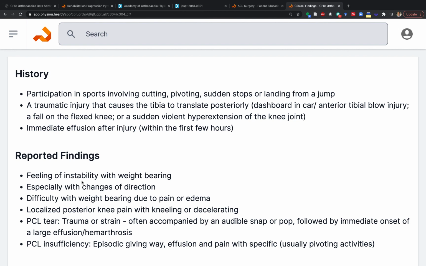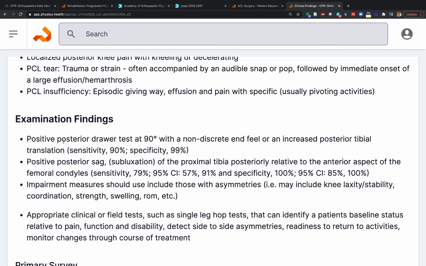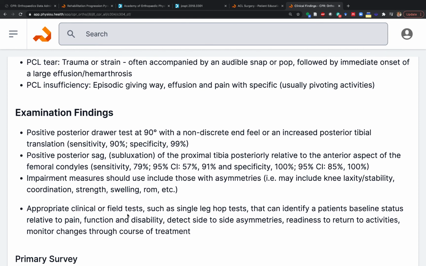When it comes to looking at the reported findings, again, you see, hey, this is a movement coordination impairment, a stability issue. The patient complains of instability, difficulty with direction changes, potentially difficulty with weight bearing. So localized posterior knee pain with kneeling or decelerating. Okay, so typically we do the posterior drawer test at 90 degrees or the positive posterior sag sign. And eventually, just like the ACL, we would do some types of hop tests, the hop testing, because the concept of management and examination is very similar.